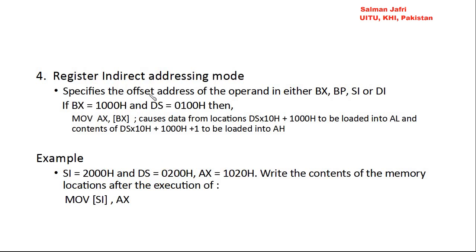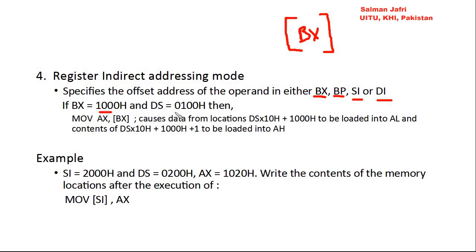Now, register indirect addressing mode. It specifies the offset address of the operand in either the BX register, BP, SI or DI. In register indirect addressing mode, we always refer to it by square brackets. This is the sign of register indirect addressing mode. Only BX, BP, SI and DI can be used in brackets. So let's look at an example.